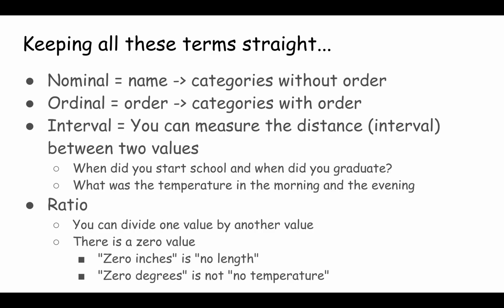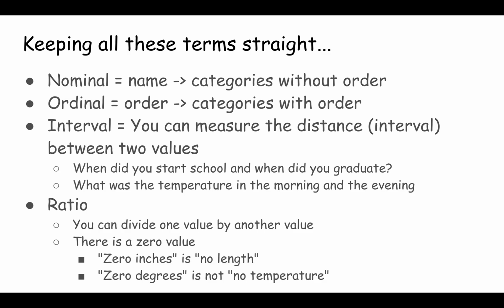So, keeping these terms straight, nominal means name, categories without order. Ordinal means categories with some kind of order. Interval means you can measure the distance between two values. So when did you start school and when did you graduate? Those two dates. What was the temperature in the morning and the evening? There's an actual mathematic, you can do addition and subtraction with them. Ratio, you can actually do division as well.